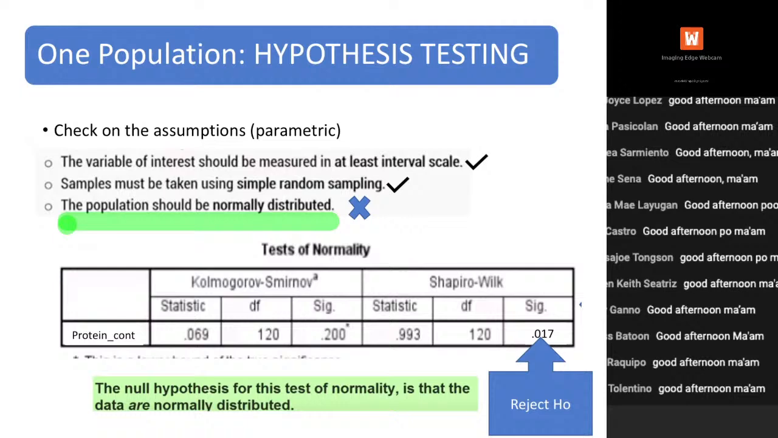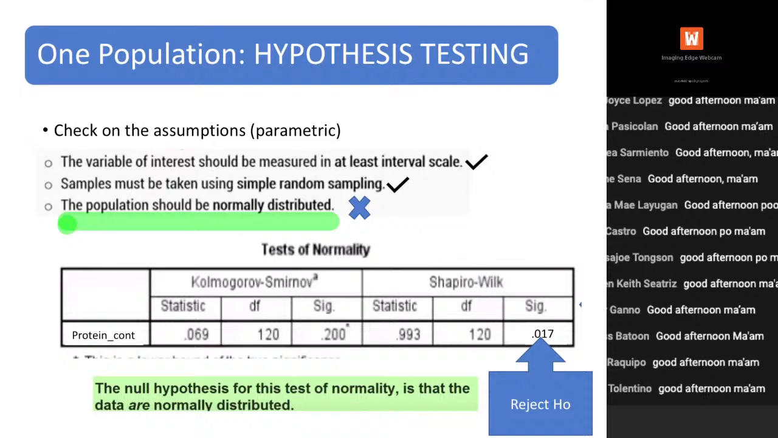Because remember, for normality test, ang ating hypothesis is, okay, the data is normally distributed. Kapag ito ni-reject mo, ibig sabihin, yung data mo ay hindi normally distributed. Kaya ang goal natin sa test of normality, ito dapat bigger than 0.05. Eh, ang lumabas, 0.017. Okay? So, ni-reject natin yung null hypothesis, which means that my data is not normally distributed. So, can I proceed with Z and T test? Hindi na pwede. Because I have violated the third assumption. Hindi normal, okay? Or the population from which my sample is obtained is not normally distributed.